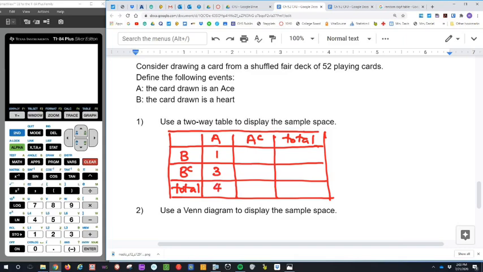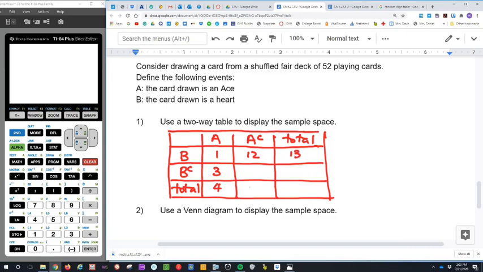And so the next thing we need to look at is row B, the row that says the event that the card drawn is a heart. If one card is an ace, what is the event that the card is a heart but not an ace? How many cards would that be? The answer is 12, because there are only 13 cards in a suit of hearts. So the total for that will be 13.